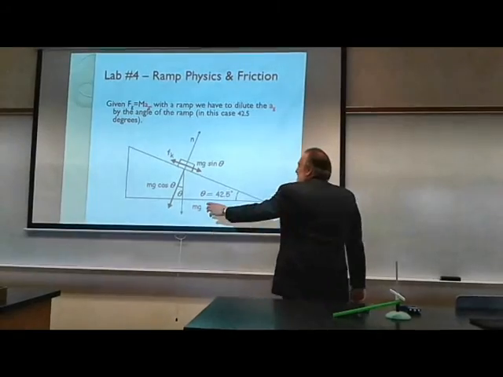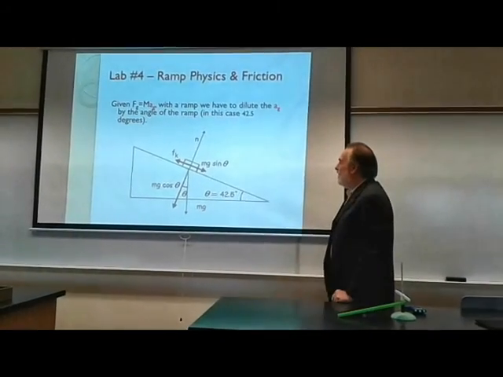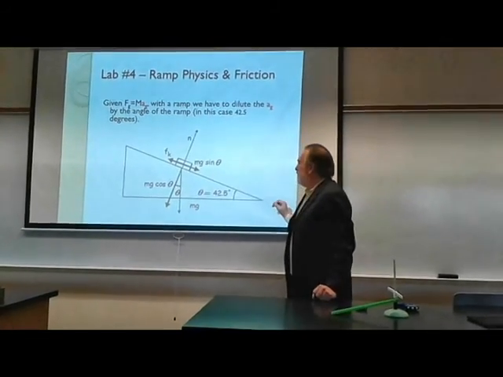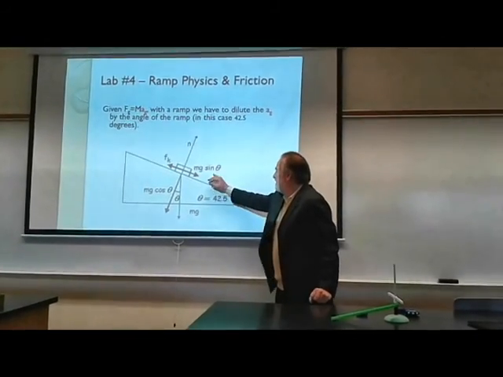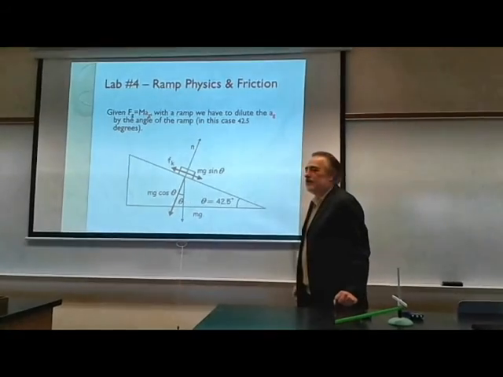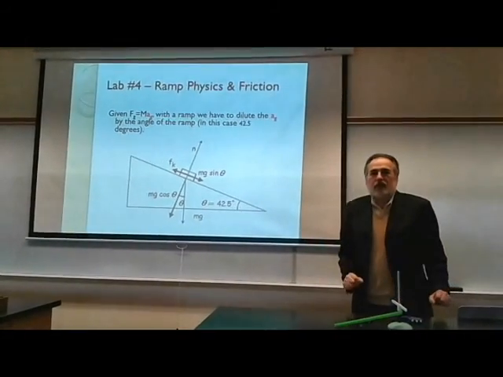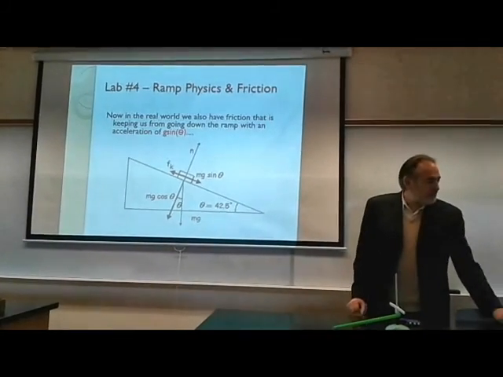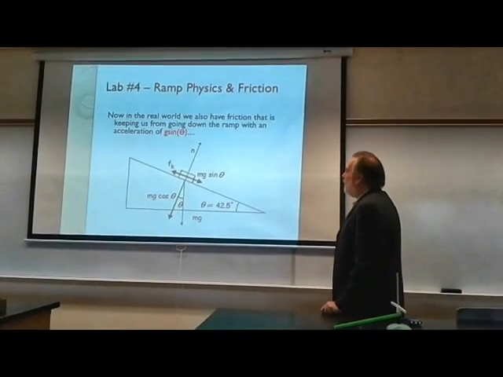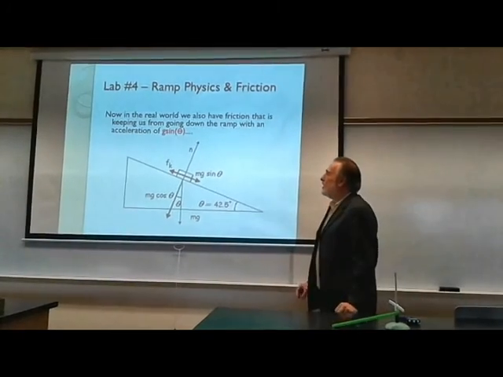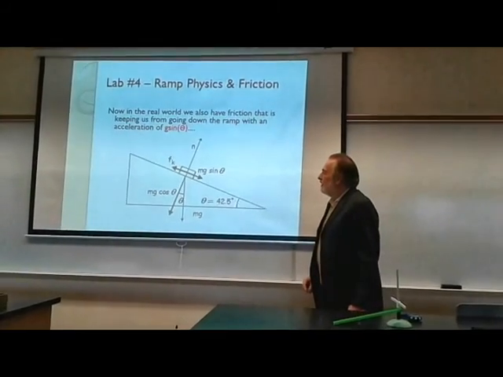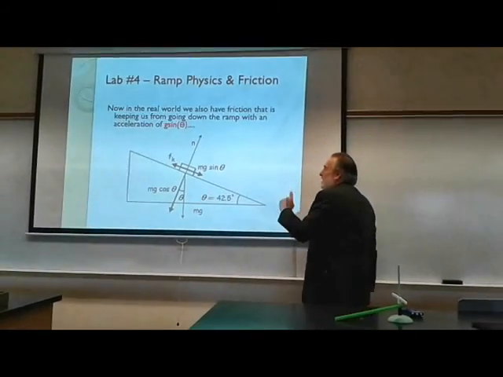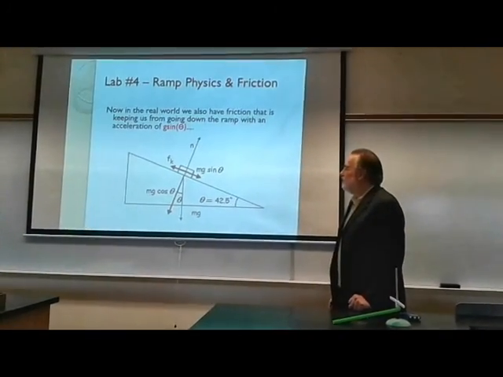So in this case, let's say the angle is 42.5 degrees. The acceleration down this ramp would be 9.8 times sine of 42.5 degrees. Make sure your calculator is in degree mode. But in the real world, we also have friction that is keeping us from going down the ramp. It's keeping us from going down with an acceleration of g times sine of the angle.